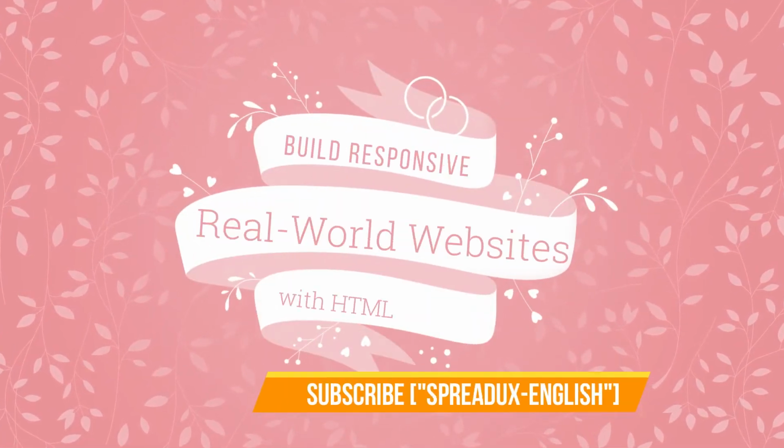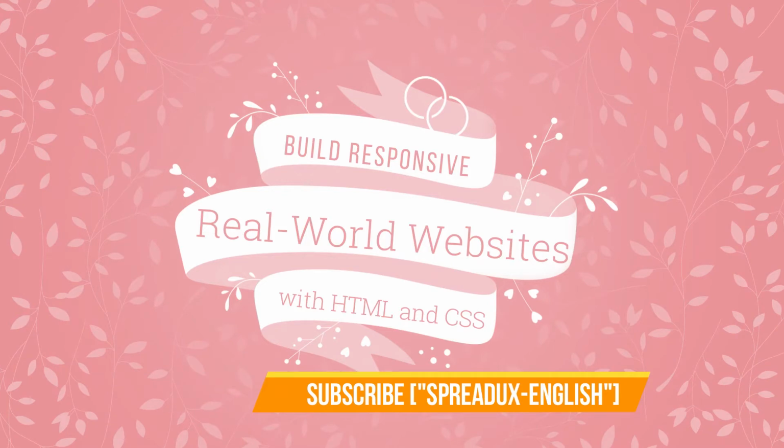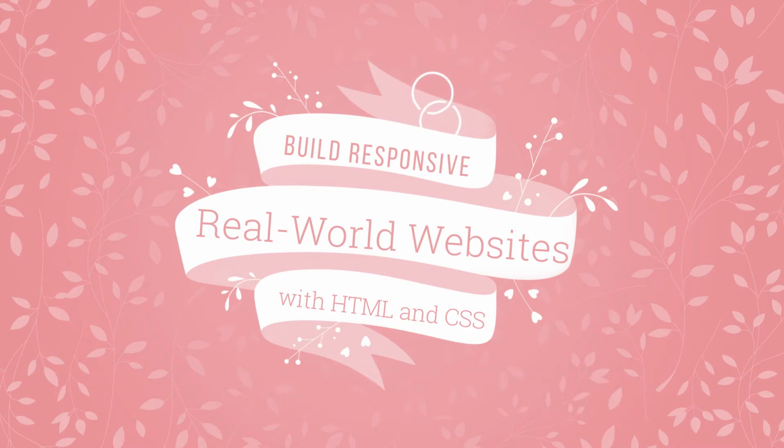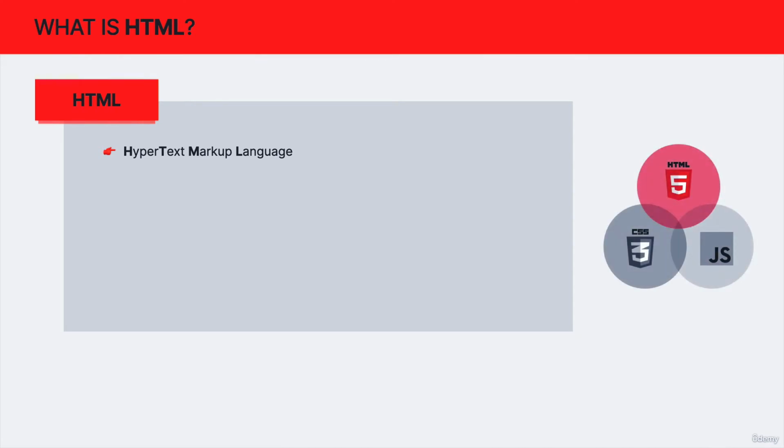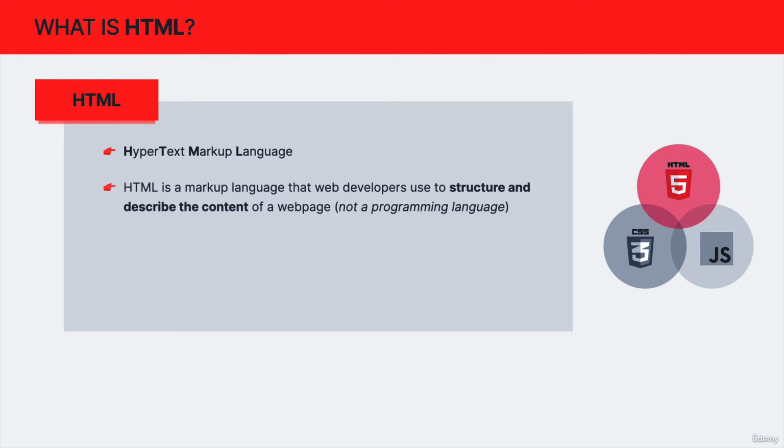Welcome back. Let's now very quickly learn what HTML actually is and what we can do with it. So basically, HTML stands for Hypertext Markup Language. And remember how we learned earlier that HTML is one of the core web technologies along with CSS and JavaScript, right? Now, HTML is a markup language that we web developers can use to structure and describe the entire content of any web page.